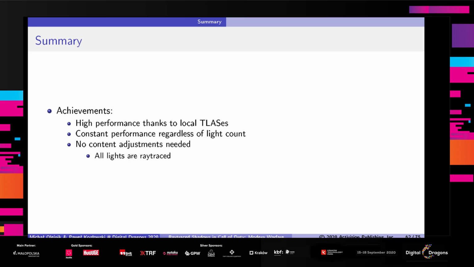However, many things went well for us. Barring alpha testing, our ray tracing is very performant and it scales well with content. The execution cost is more or less constant, regardless of light count. Most importantly, it works well for all lights. Our artists did not have to redo lighting or turn off ray tracing for individual lights. When ray tracing is on, all lights are ray traced.